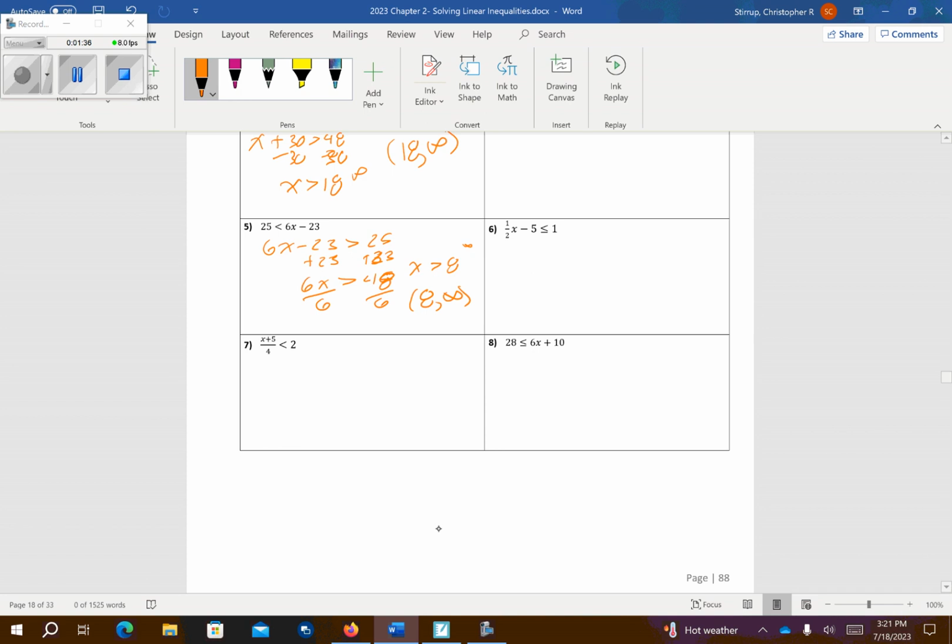For problem number 7, let's multiply both sides by 4 to get that fraction out of there. So I have x plus 5 is less than 8. Subtract 5 from both sides. So I get x is less than 3. So that's pointing to negative infinity. So it's going to go from negative infinity to 3, soft bracket.